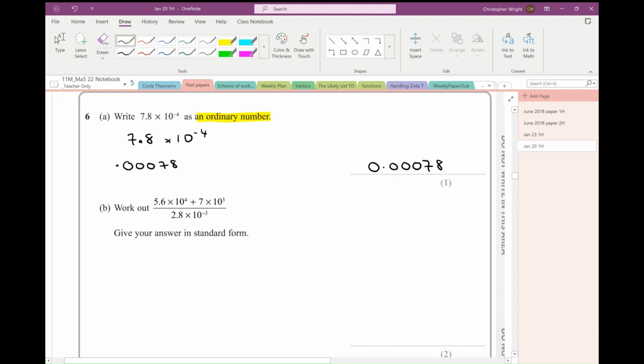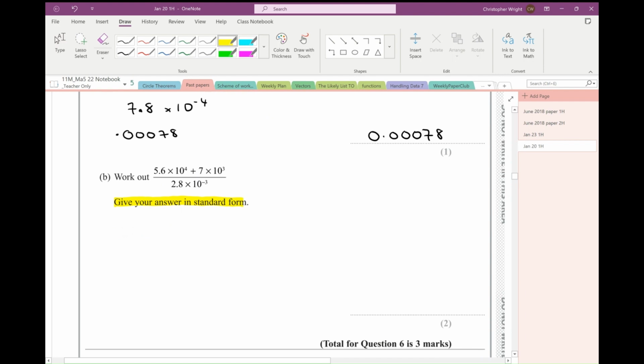Work out this. Give your answer in standard form. Right, well, if I put all that into my calculator, then my calculator tells me that this equals 22,500,000. But of course, I need to now put that answer in standard form. So that's going to be 2.25 times 10 to the what? 1, 2, 3, 4, 5, 6, 7. There we go. 2.25 times 10 to the 7.